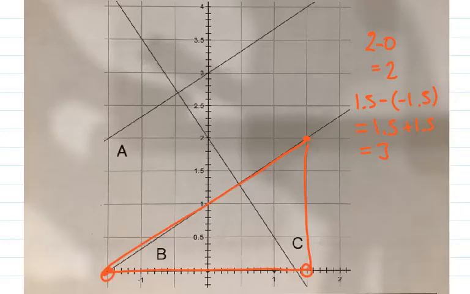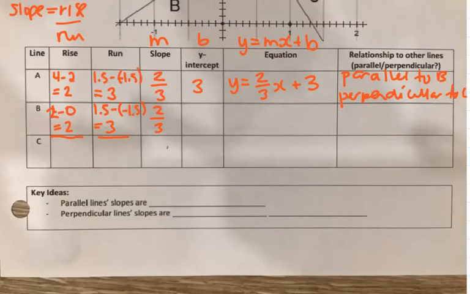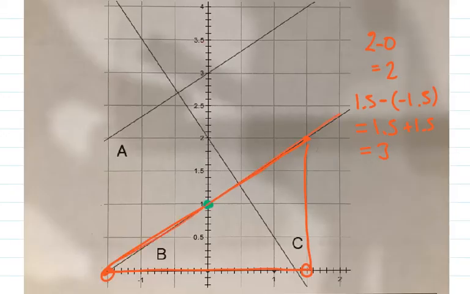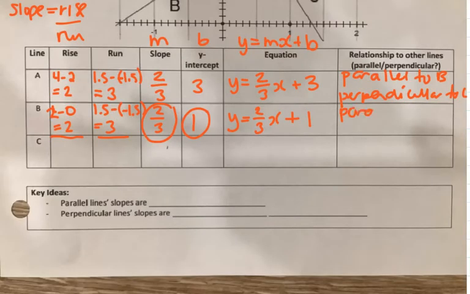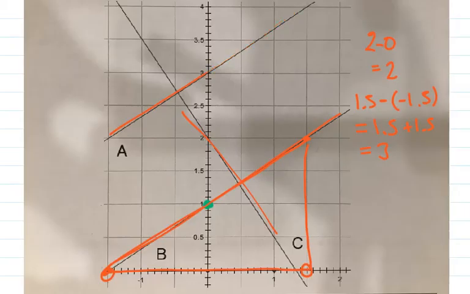The y-intercept, where does this line cross the y-axis? That's right at 1 there. So the equation of this line is y equals m, which is 2/3 x, plus b, the y-intercept, which is 1. Now, line B is parallel to line A, and it's perpendicular to line C. Parallel to A, perpendicular to C. All right, and then let's look at C.